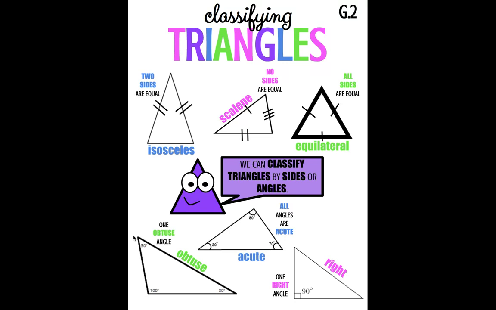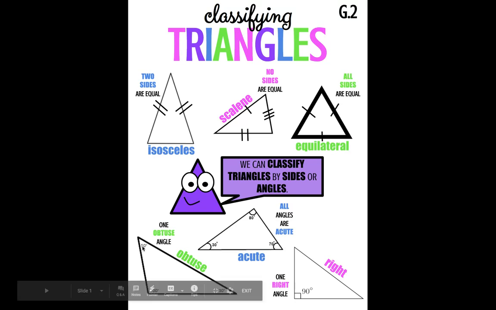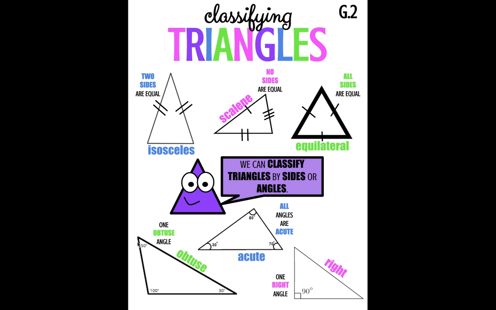So an obtuse triangle has in it one obtuse angle. So you see these are acute angles, but you do have that obtuse angle that's 100 degrees. So you have one obtuse angle in this triangle. So it's an obtuse triangle.